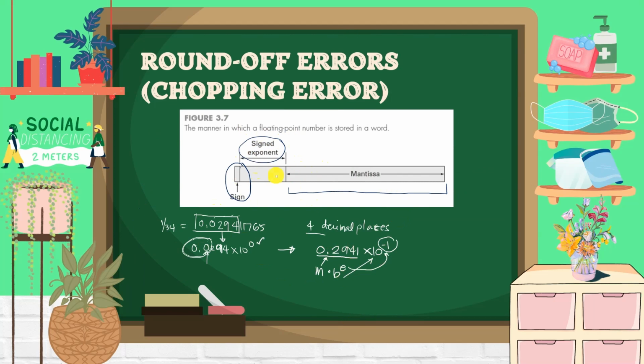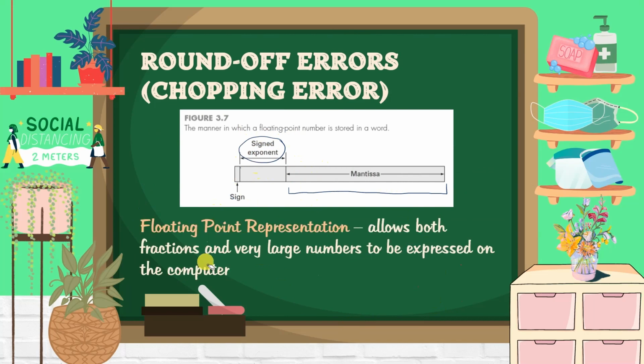The consequence of normalization is that the absolute value of m is limited, that is 1 over b is less than or equal to m less than 1, where b is the base. So, for example, base 10 would range from 0.1 to 1, and for a base 2 system, it would range from 0.5 to 1. Floating point representation allows both fractions and very large numbers to be expressed in the computer. So, the base system limits what can be stored and what can be represented.